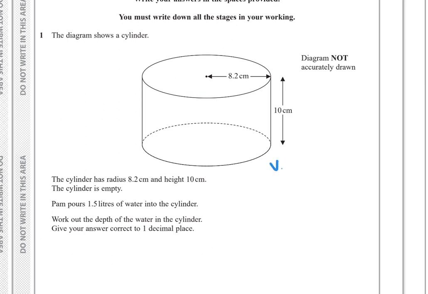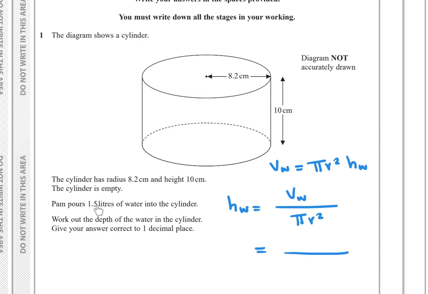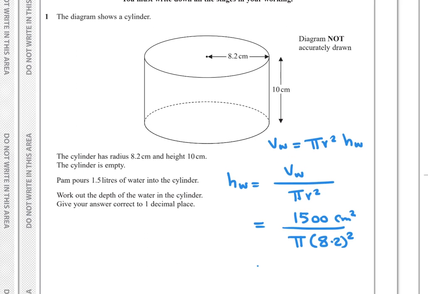The volume of the water equals pi r squared times the height of the water, or the depth. So the height of the water, or depth, equals the volume of the water divided by pi r squared. We have the volume 1.5 liters. To convert liters to cubic centimeters, multiply by 1000, so the volume equals 1500 cm³, divided by pi times r squared, which is 8.2 squared, equals 7.1 centimeters to one decimal place.